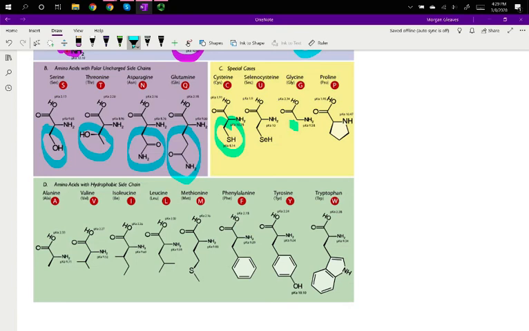Glycine, well, it has hydrogens. You'll notice that there's no R group. It just has two hydrogens. Technically, that means it's not chiral. But glycine is just occasionally you don't want anything there in that part of the construction.